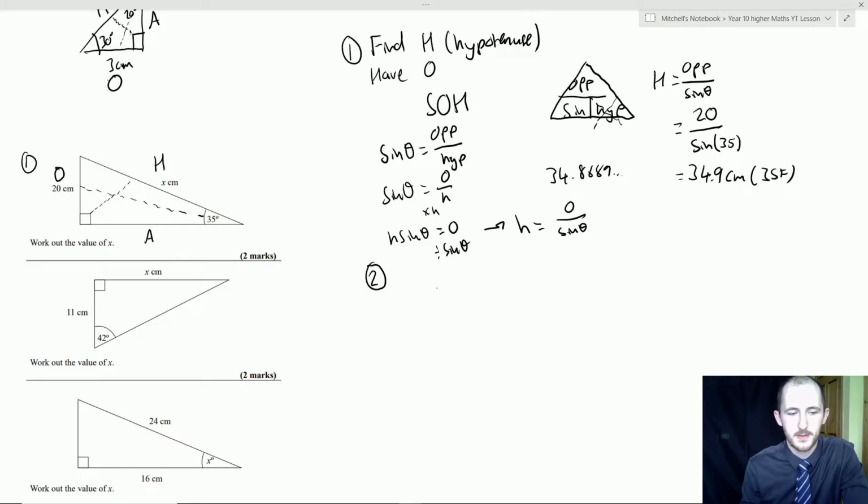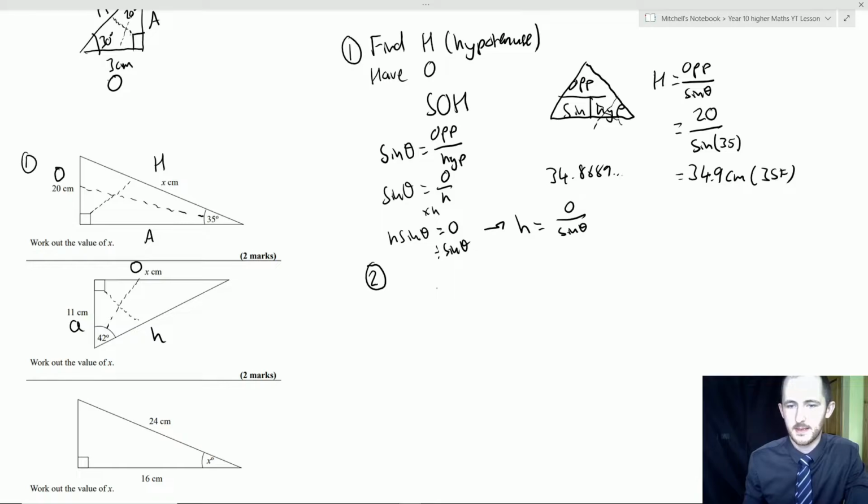First step, you need to label your sides. Draw a dotted line going from the angle they give you, and that is going to be your opposite, because it's opposite the angle they give you. You draw a dotted line going directly opposite the right angle, and that's going to be your hypotenuse. Whatever's left is your adjacent.